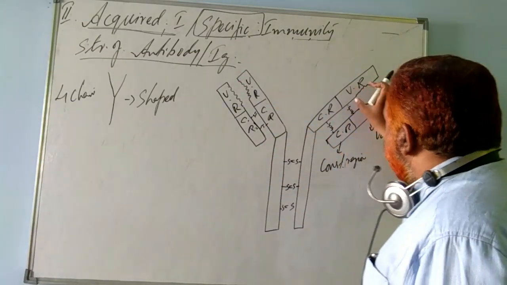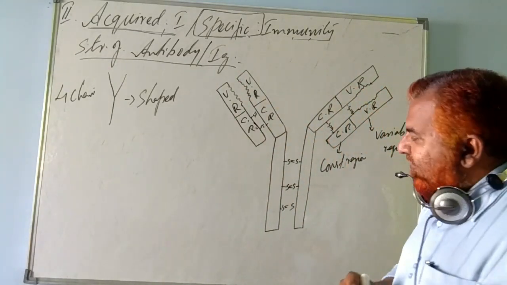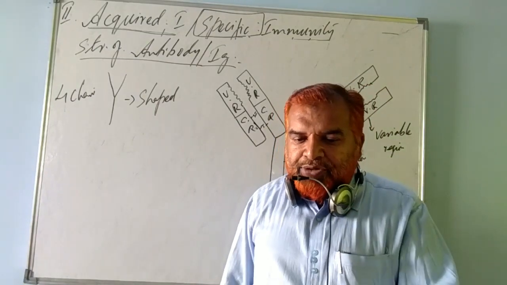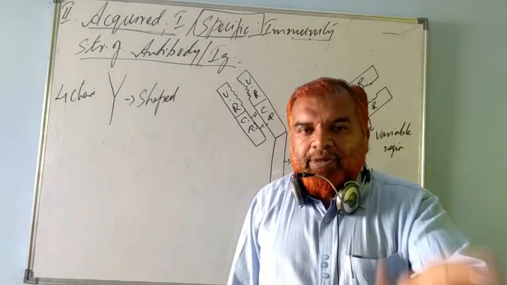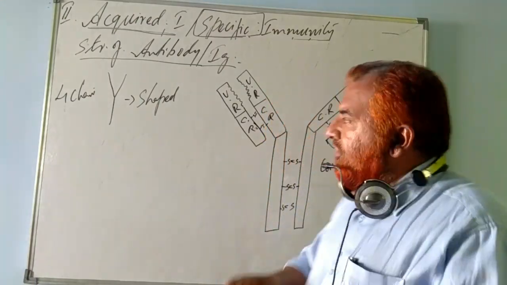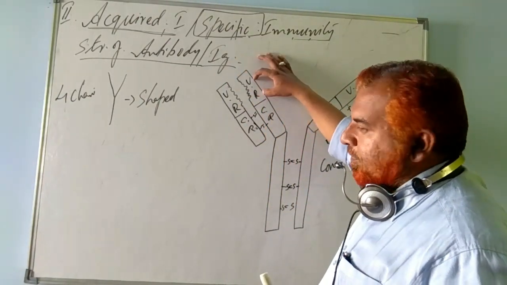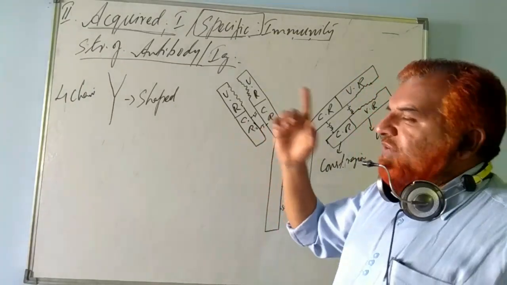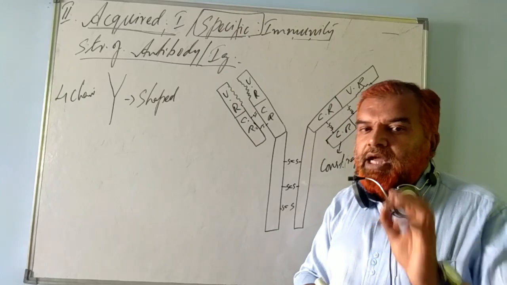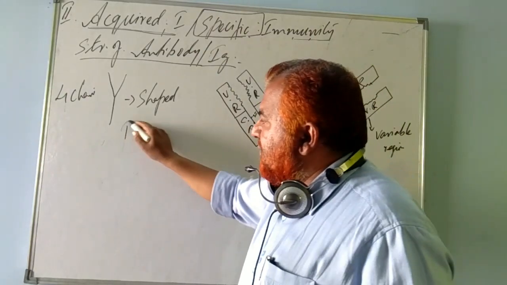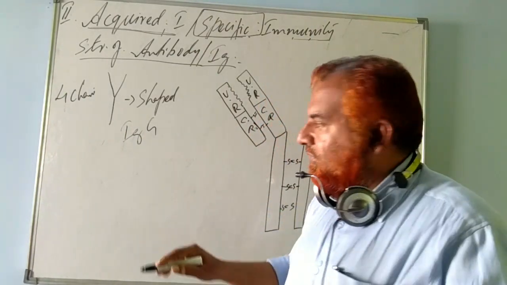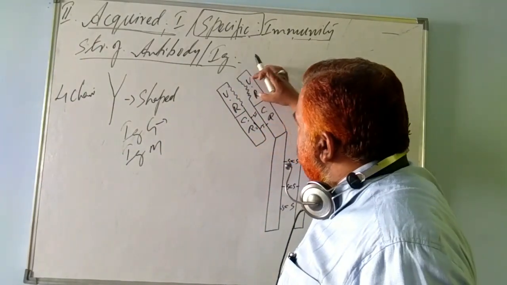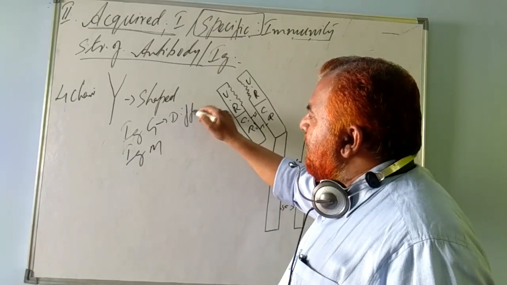In this variable region, I told you in the very beginning itself that antibody is a protein. Hence, when we say it's a protein, it's made up of, yes, what? Amino acids. So in the variable region, in each antibody, there will be specific amino acids. For example, IgG, one type of immunoglobulin. Next part we will discuss. IgM, for example. So in this region, there are different amino acids.